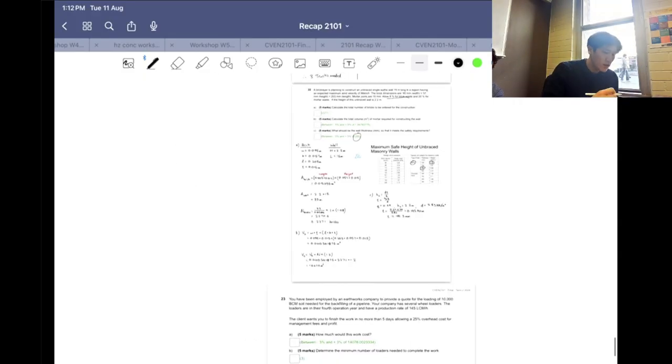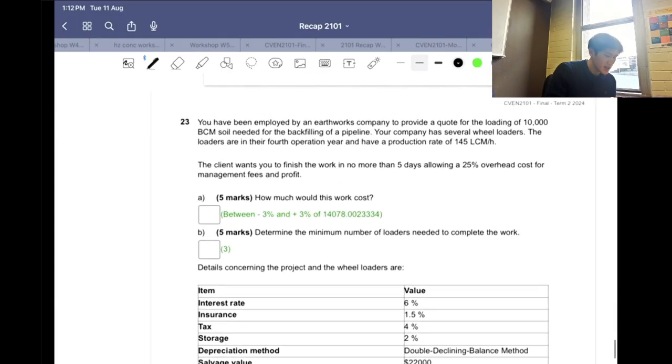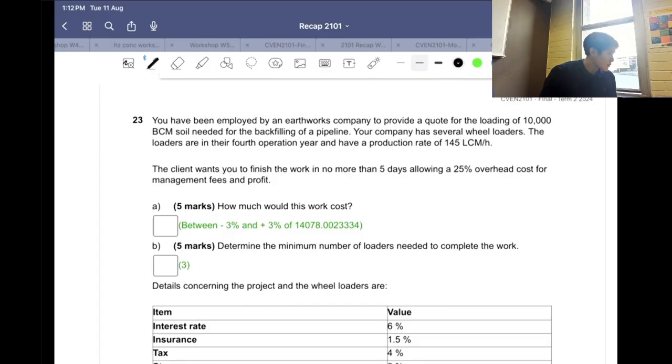We'll move on to the last question, 23. This is the big question that takes forever to do. You've been employed by the Earthworks company to provide a quote for the loading of 10,000 BCM soil needed for the backfilling of a pipeline. Your company has several wheel loaders. The loaders are in their 4th operational year and have a production rate of 145 LCM per hour. The client wants you to finish the work in no more than 5 days, allowing for 25% overhead cost for management fees and profit. A, how much would this cost?